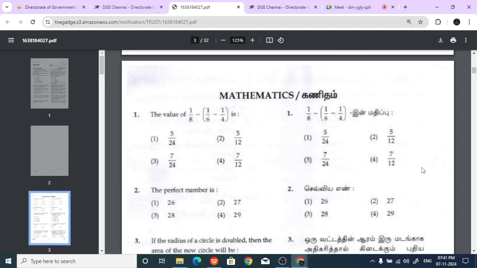Let us take 28. What are the factors? 1, 2, 4, 7, 14. You add all these numbers, how much are you getting? 28. So if you add all the factors, you should get that number. Those numbers are called perfect numbers.